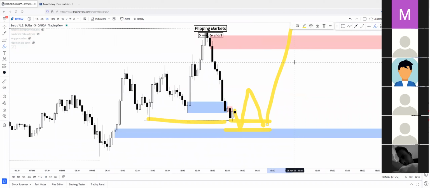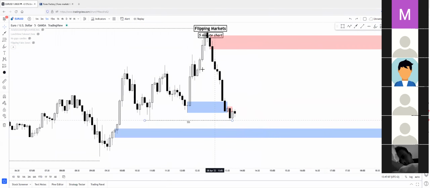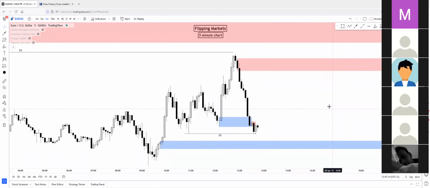What do you mean, Sardar? What do you mean break of structure on the 15? Okay, I'll just write it down.